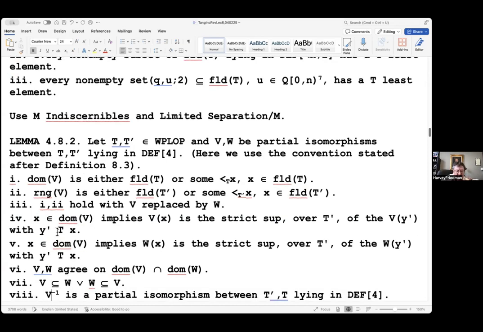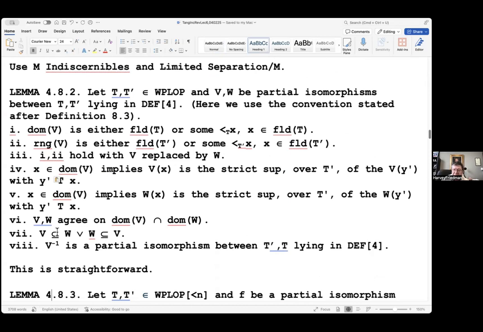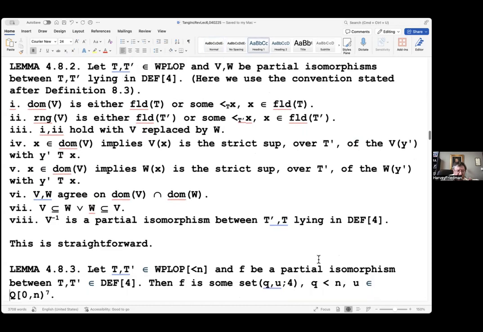Okay, but also these two partial isomorphisms agree on their common domain. This is all to be expected. And V is contained in W or W is contained in V if you have this situation, the two partial isomorphisms. And V inverse is a partial isomorphism going the other direction. It's still definable. Okay, so this is kind of straightforward.